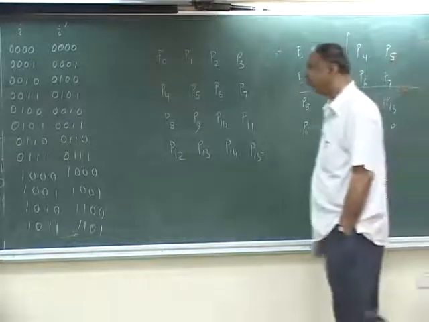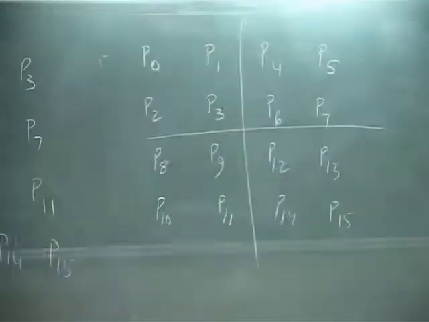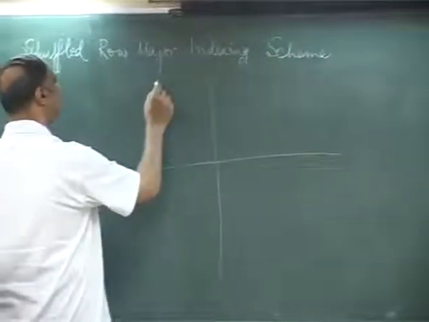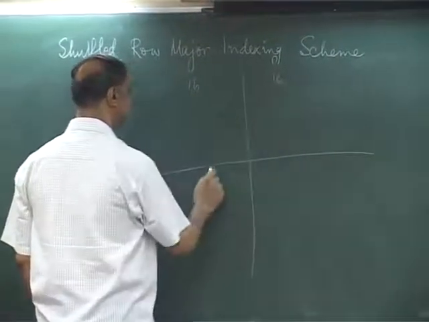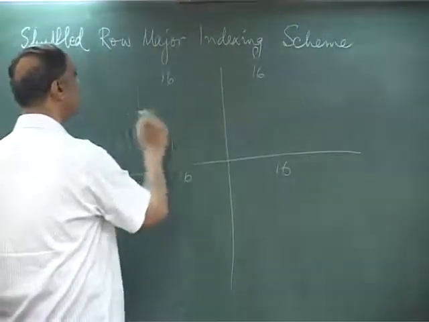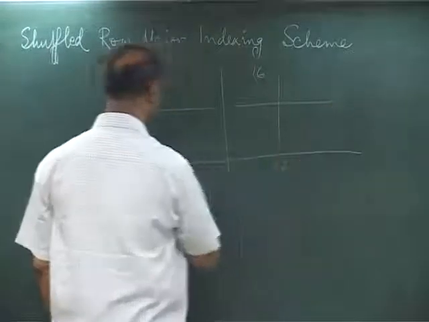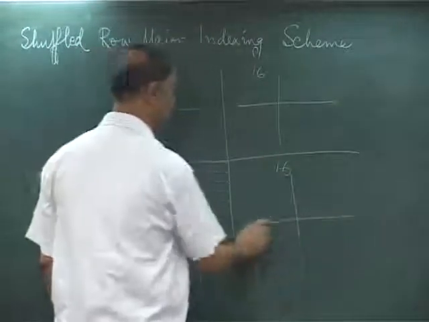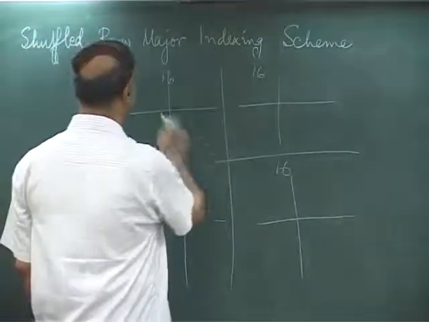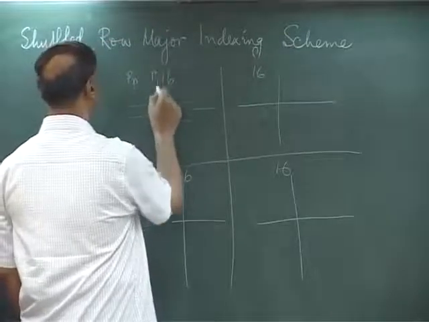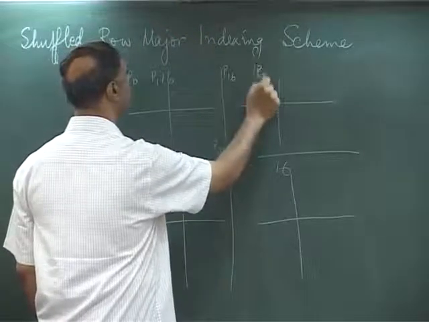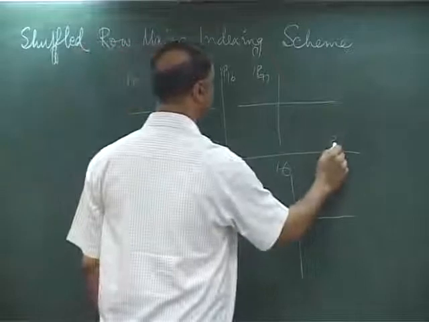So in generalized form, you can define, suppose you have this side 16 processors, this side another 16, so it is 32 cross 32, and here these 16 processors you can define like this, and so on. Okay, so here this is P0, P1, and here P15. Here you will have P16, P17, and here 31.